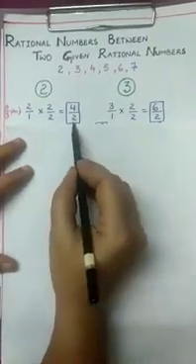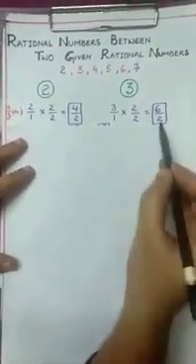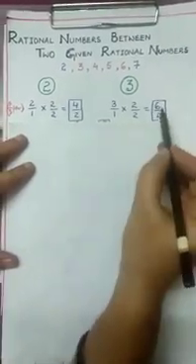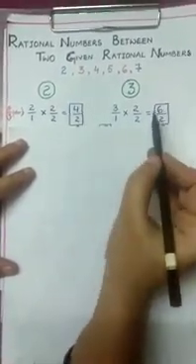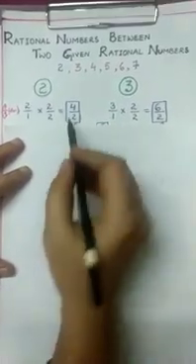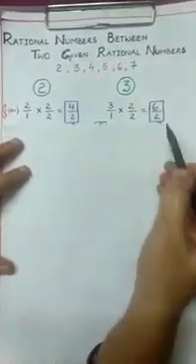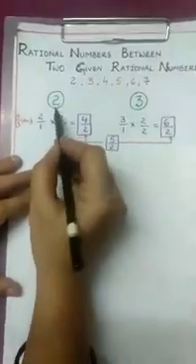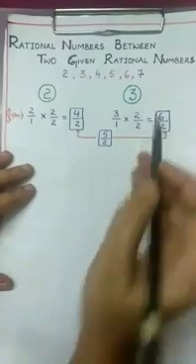Now you observe here, 4 by 2 and 6 by 2 are like fractions. Observe the numerators 4 and 6. What is the whole number between 4 and 6? 5. So what is the rational number in between 4 by 2 and 6 by 2? Which is 5 by 2. Where this 5 by 2 lies in between 2 and 3.